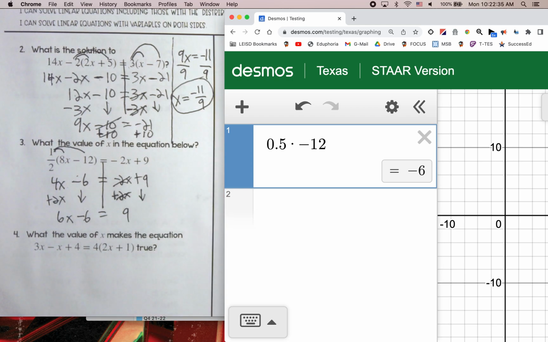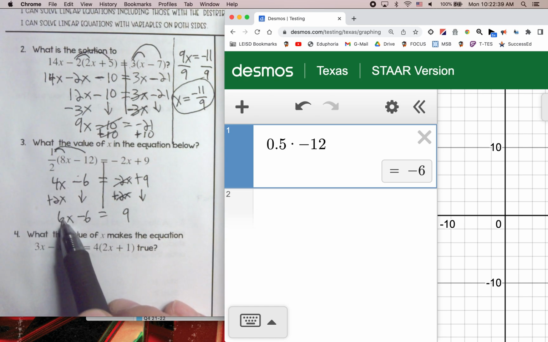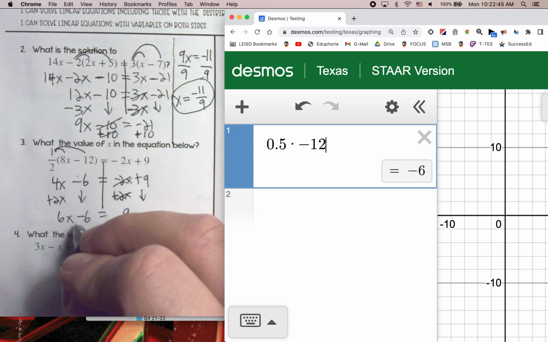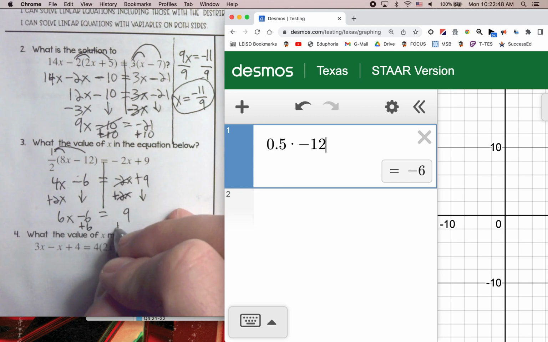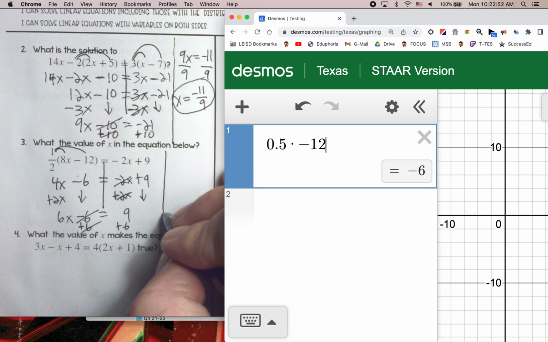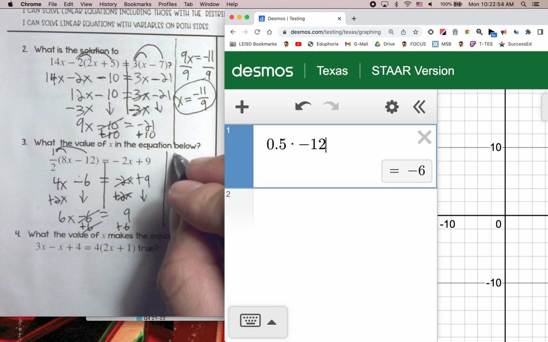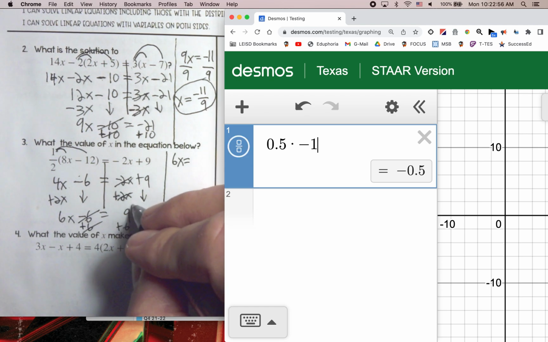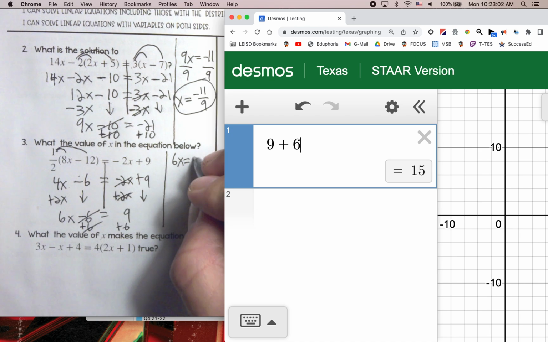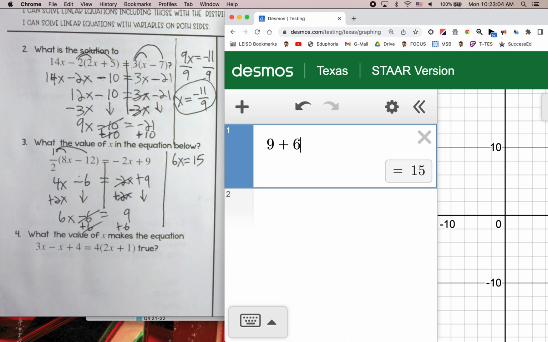Okay. After you have collected the variables on one side, we're going to gather all the constants to the other side. So I'm going to move this negative 6 by adding 6 to both sides. Negative 6 plus 6 is 0. Once again, I'm kind of running out of room. That's okay. So I'm going to write 6x equals, and then 9 plus 6 is 15.